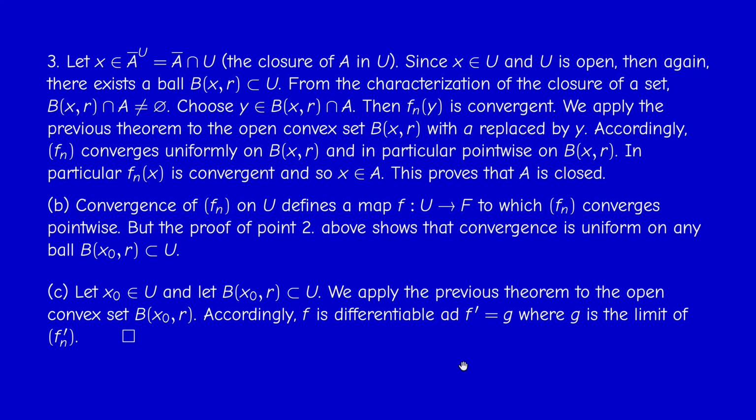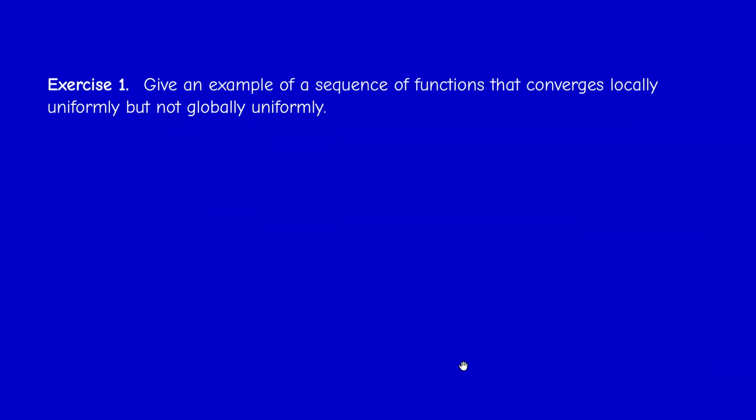Let me tell you that usually the condition of local uniform convergence is more often met in practice, because global uniform convergence is a much stronger condition. We don't always have it. I'll give an example now. So this is what we are going to do actually. You think of it. I will not give you the answer. So think of it a little bit. Give an example of a sequence of functions that converges locally uniformly but not globally uniformly.